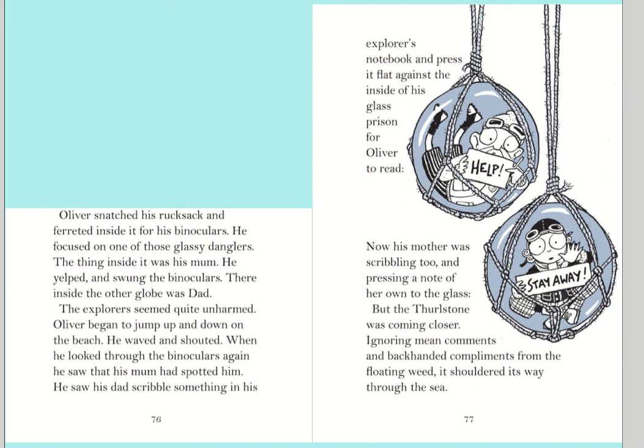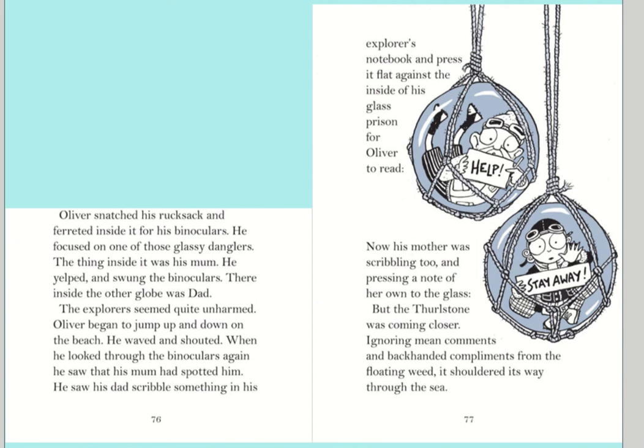Oliver snatched his rucksack and ferreted inside it for his binoculars. He focused on one of those glassy danglers. The thing inside it was his mum. He yelped and swung the binoculars. There, inside the other globe, was Dad. The explorer seemed quite unharmed. Oliver began to jump up and down on the beach.